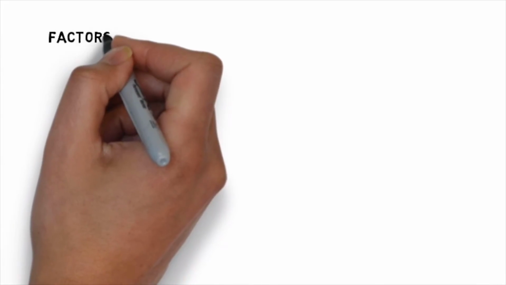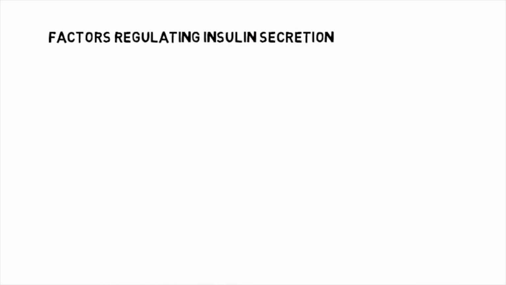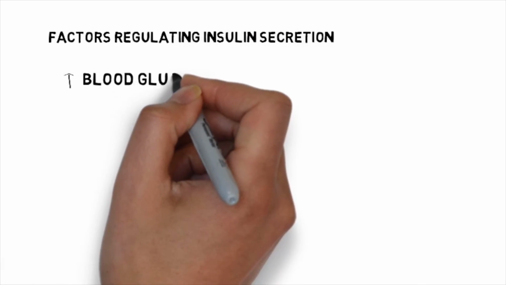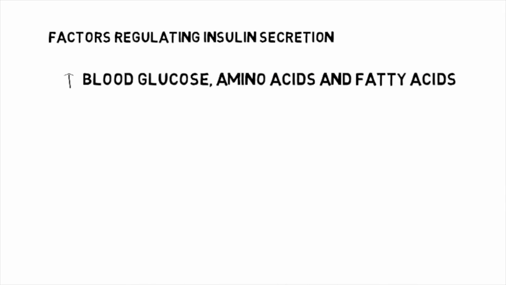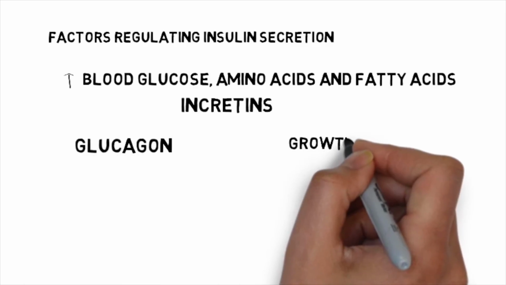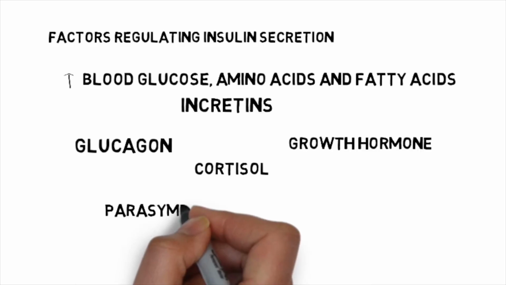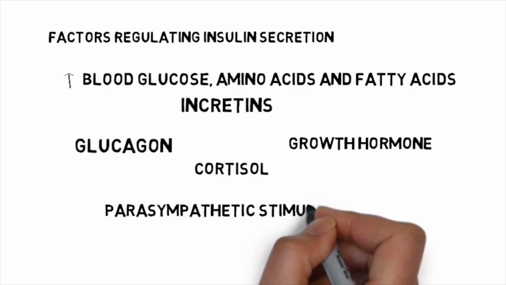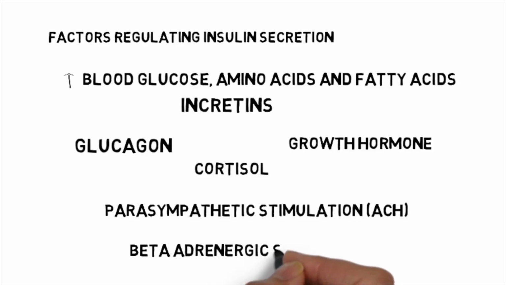So what causes insulin secretion? Increased blood glucose, amino acids, fatty acids, incretins, glucagon, growth hormone, cortisol, the parasympathetic stimulation, and the beta-adrenergic stimulation all increase the insulin secretion.